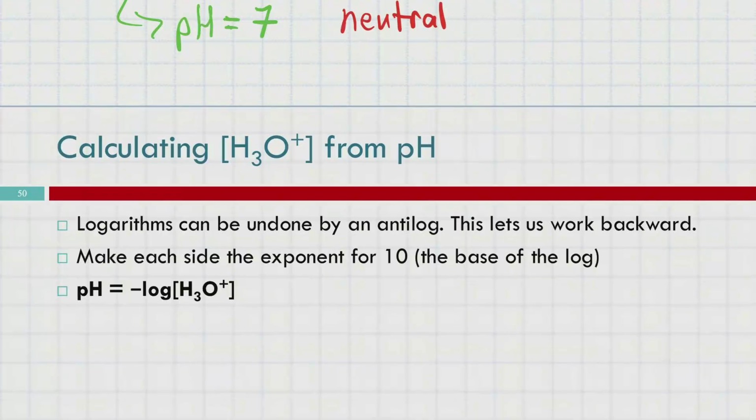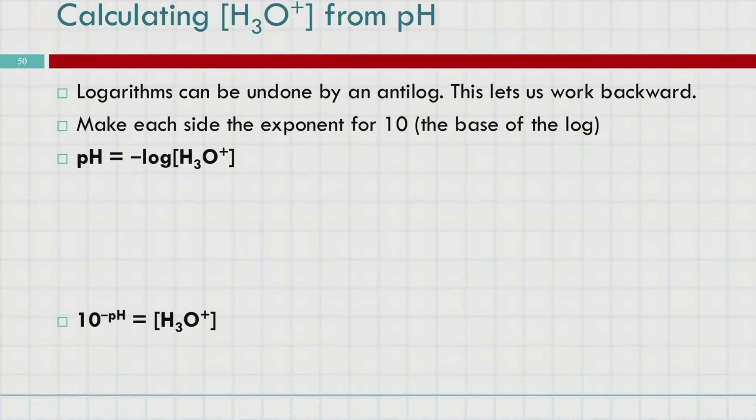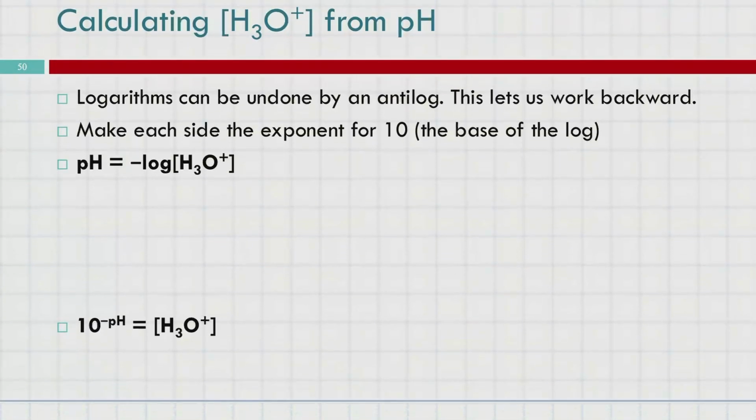We can also work backwards. Logarithms can be undone by doing what's called an anti-log. Basically, the way an anti-log works is you make each side the exponent for 10, which is the base of our log. So pH is negative log H3O plus. We can turn that into this equation down here.